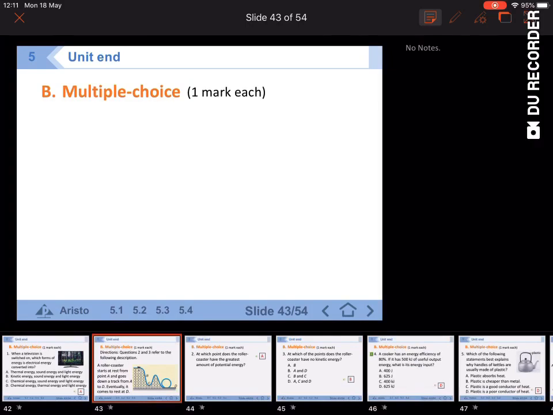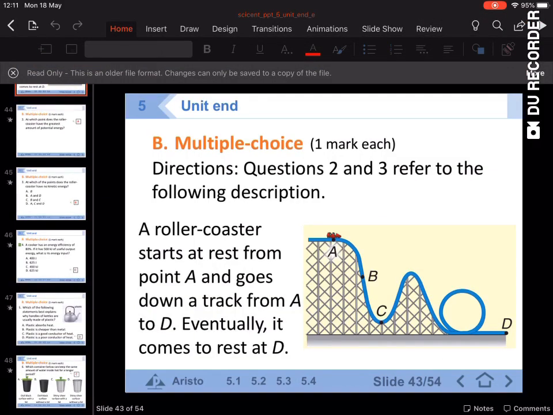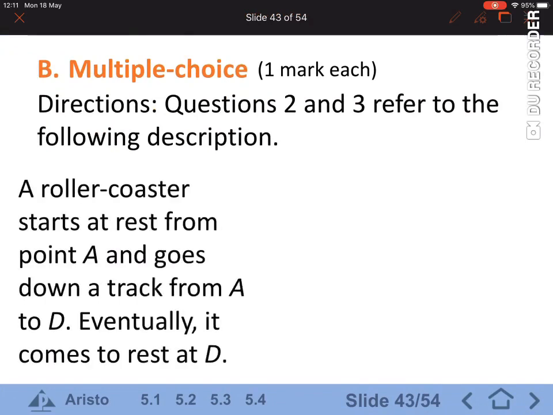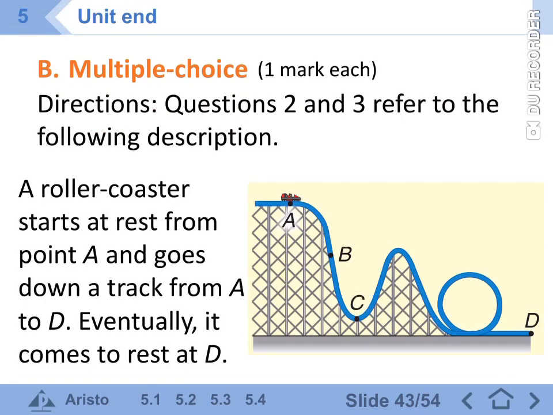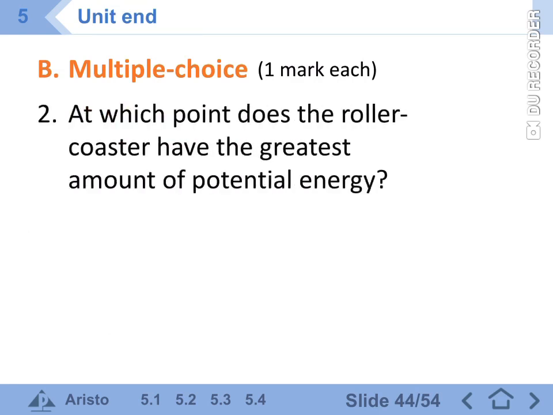Okay, never mind. So in here, let's carry on. Now, it comes to rest, meaning that the thing is not moving, the roller coaster is not moving at all. So let's take a look.